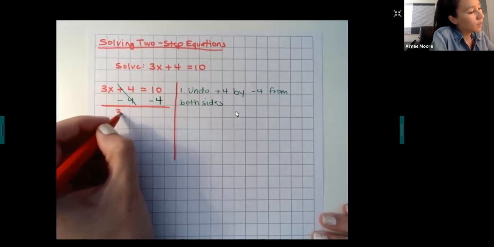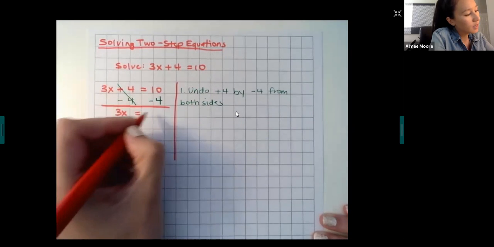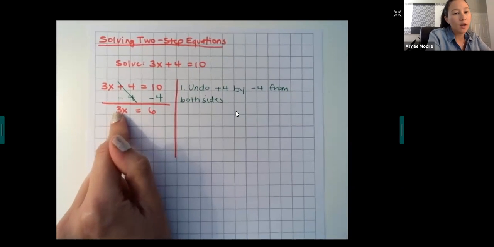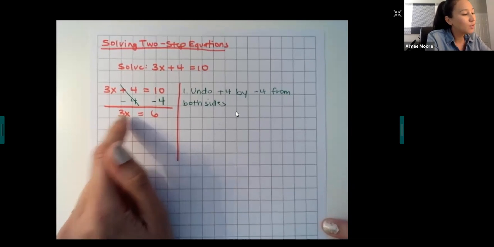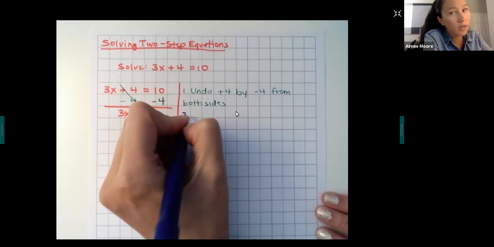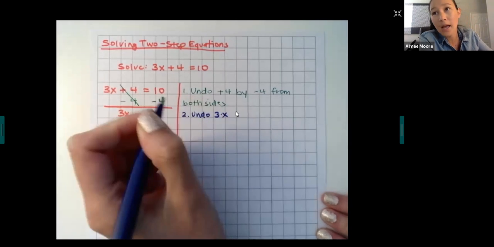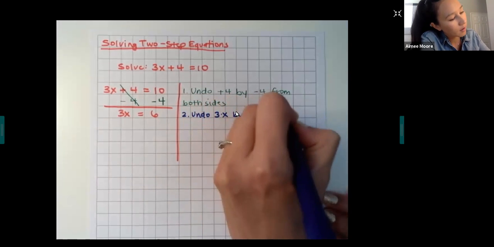So then that leaves us with 3x and 10 minus 4 on the right side of our equation, which is 6. So again, we're using inverse operations. So 3 is being multiplied by x. So in order to undo multiplication, we have to divide. So division is the inverse of multiplication. So step 2 is we're going to undo 3 times x by dividing both sides by 3.